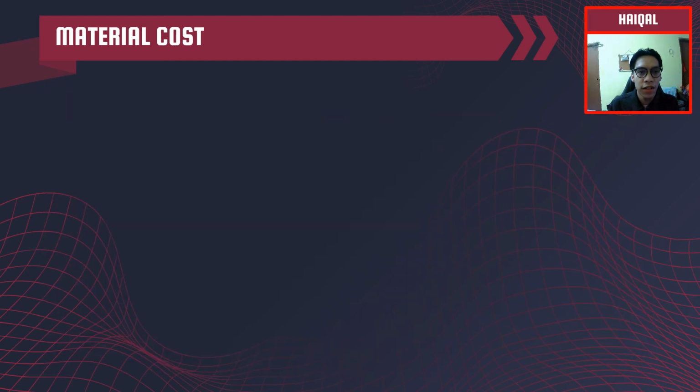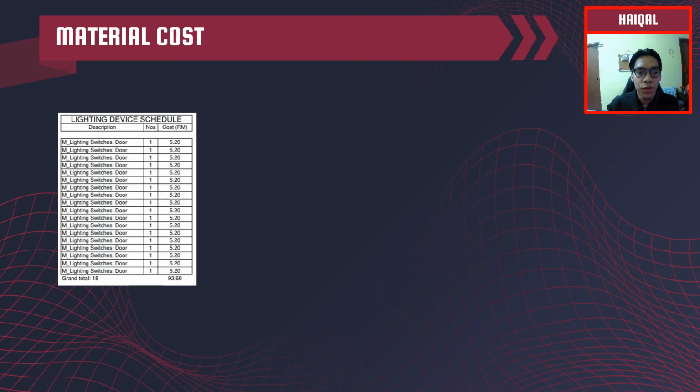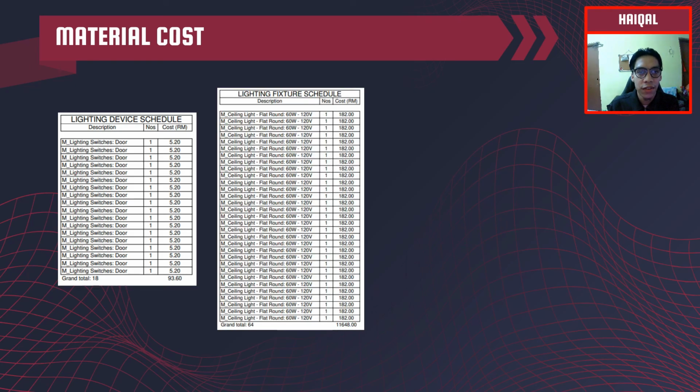Now moving on to the lighting section for the material cost. Firstly, the lighting device. The light switch costs RM5.20 per unit and the total cost for the light device is RM93.60. Next, the lighting fixture, which uses the ceiling light flat round 60 volt to 120 volt. The cost for the light is RM182 per unit and the total cost for the lighting fixture is RM11,648.